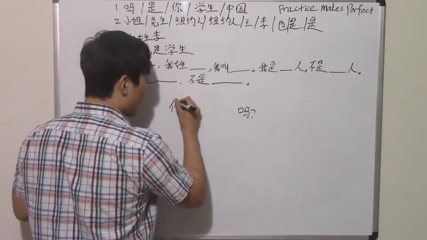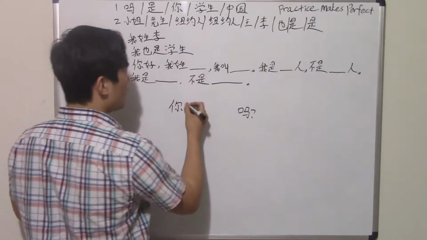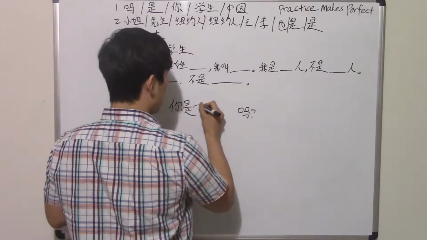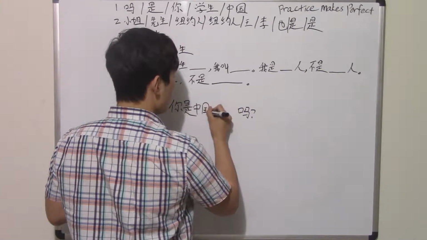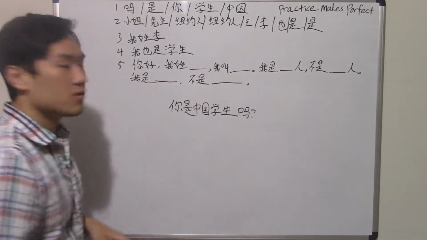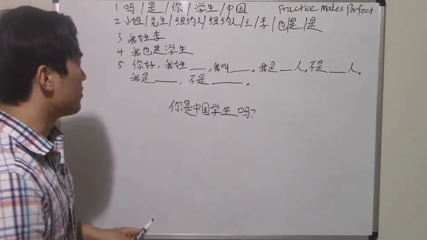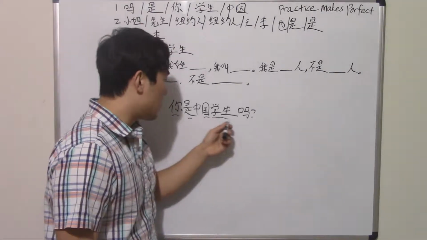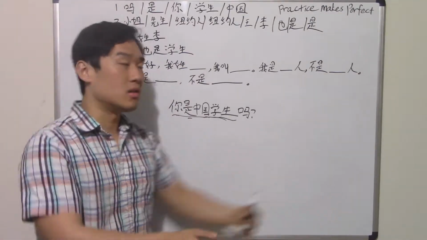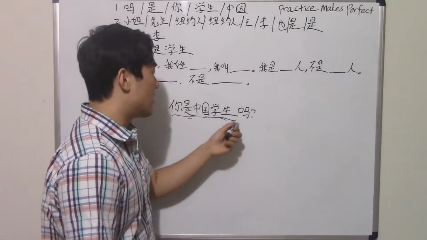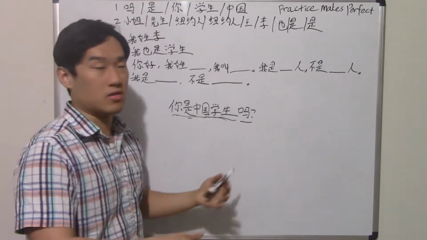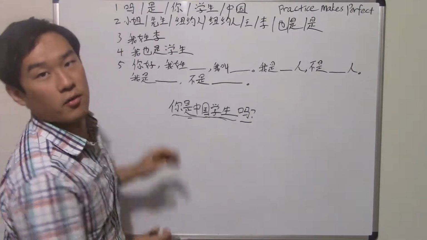So it means we have to say you are, so 你是, you are, right? And then Chinese student, 中国学生. There you go. So that's how you write question 1 here. So you are a Chinese student, that is a statement by itself. And then to make it a question, you simply add the ma afterwards and put a question mark. That will make it a question. And that's the right order for question 1.